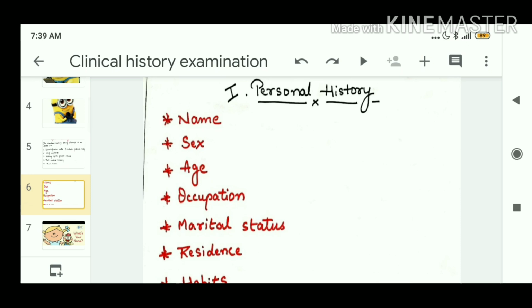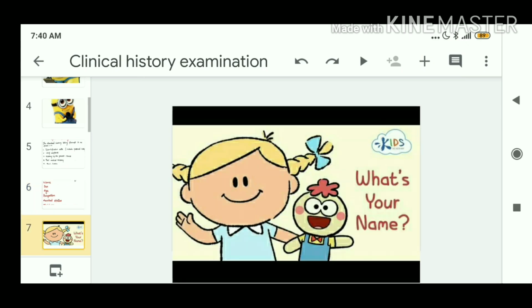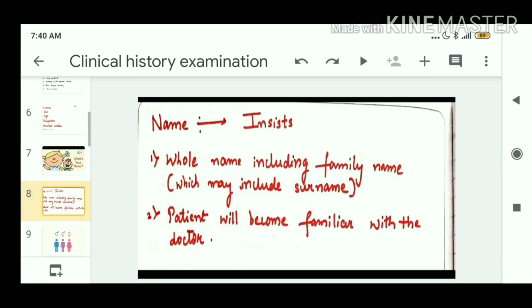So name has got its significance, isn't it? Why does a doctor ask a patient his name? Whenever a patient visits, a doctor asks the patient, "What's your name?" Name insists the whole name, including the family name, which may include the surname as well. And most importantly, the patient will become familiar with the doctor. He will become free to express his problems to the doctor, isn't it?